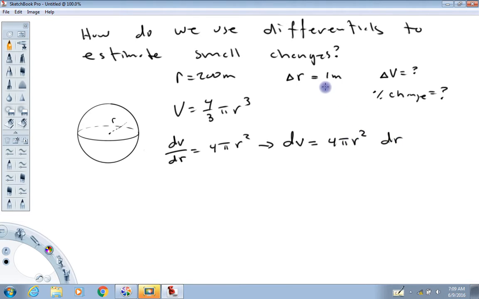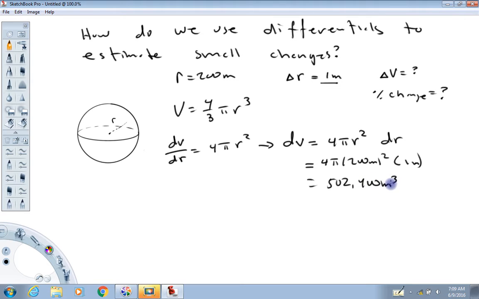What I'm going to do now is use 1 meter for my change in r, my dr, and 200 meters for r, and that's going to give me a dV, the differential of V. So I'm going to go ahead and just write that out: 4 pi times 200 meters squared times 1 meter. If you give me a moment here, I'm going to calculate a value. And I get 502,400.